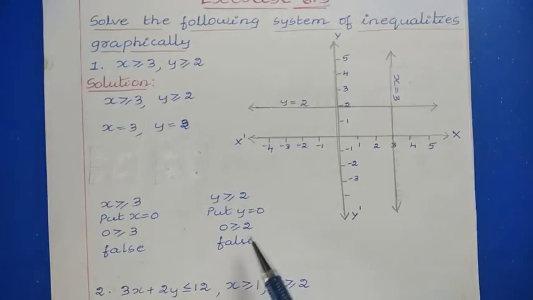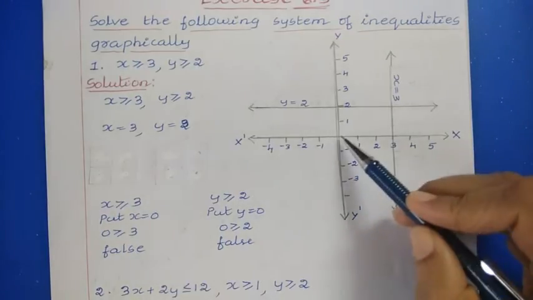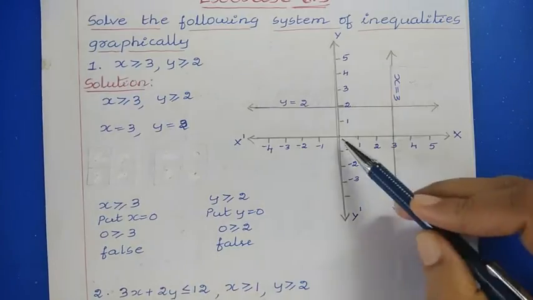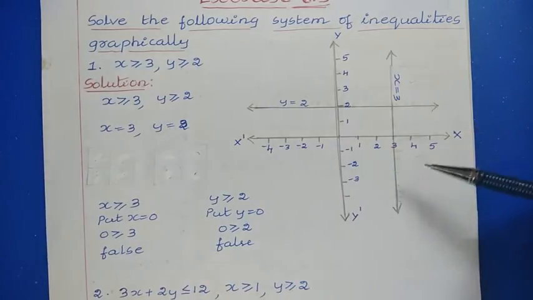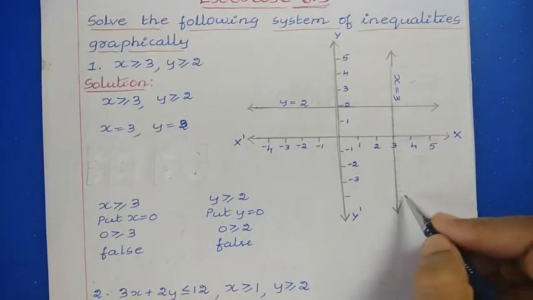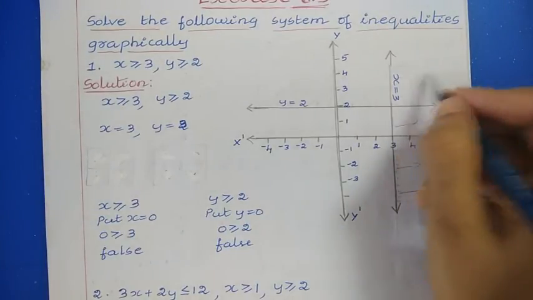So now let us draw the shaded area. See here, we have x is equal to 3. For this, I have taken the point x is equal to 0, and I checked that here I am getting false. That means I need to shade the area which is away from this point, not this area. I need to shade this area. So for x is equal to 3, we have this area as the shaded region.